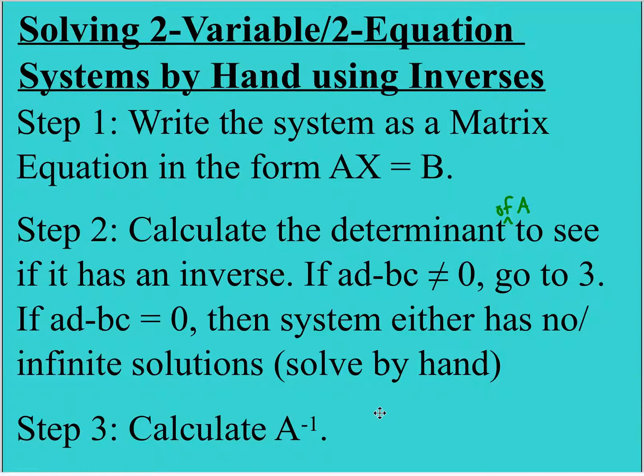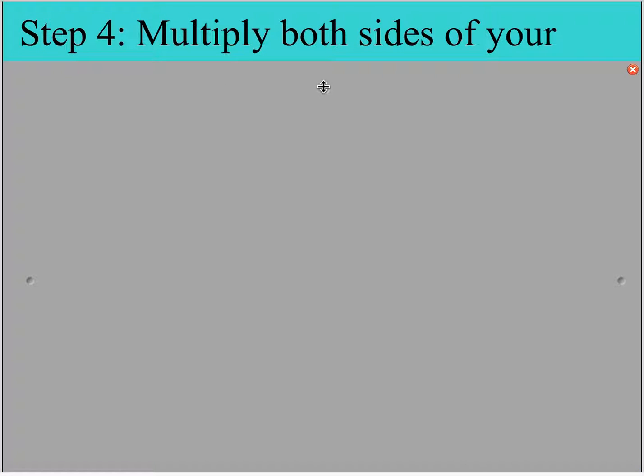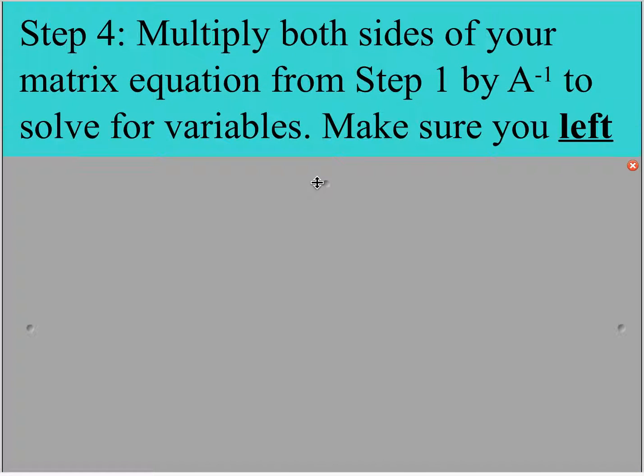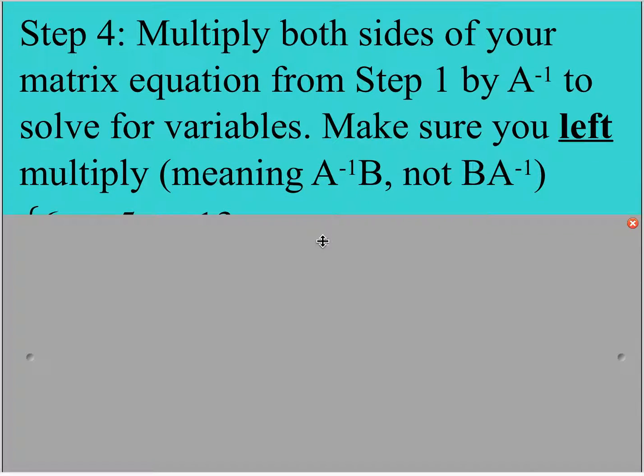The third step is to calculate your A inverse using the formula from the other side of the note sheet. And the fourth step is to multiply both sides of your matrix equation from step 1 by the inverse to solve for the variables. And you need to make sure you left multiply, and what that means is matrix multiplication order matters, and so you always have to do A inverse times B, not B times A inverse. So make sure you have the order the right way.